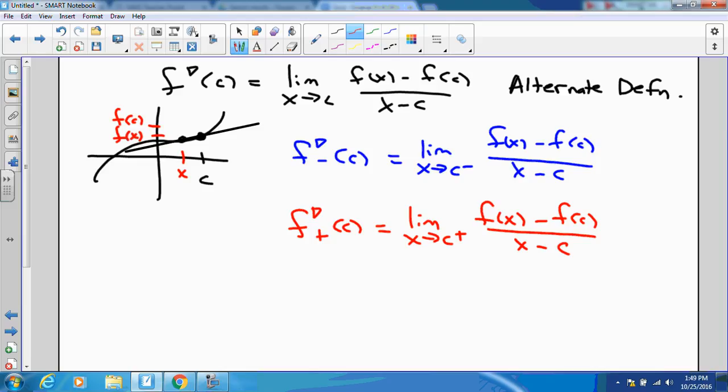And maybe these two limits are the same, and maybe they're not, depending upon the function. And if they are the same, then the limit from both sides is equal to that value. And in that case, we would say that f prime of c is equal to that value. So let's make this concrete. This is going to be our two-sided derivative theorem.